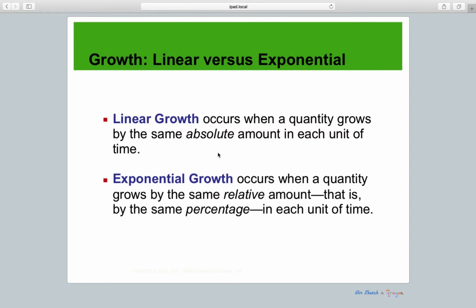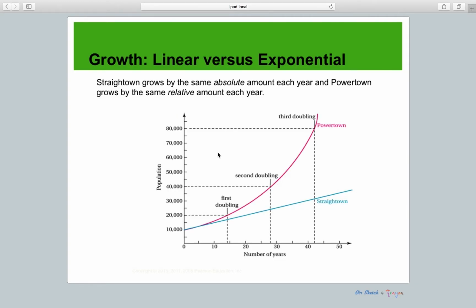So linear growth occurs when a quantity grows by the same absolute amount in each unit of time, and exponential growth occurs when a quantity grows by the same relative amount, meaning the same percentage in each unit of time. So the consequences of that in terms of growth are this. Here, the Power Town graph is exponential growth, and the Straight Town, the blue graph, is linear growth. You can see that exponential growth doubles at a much faster rate than linear growth.